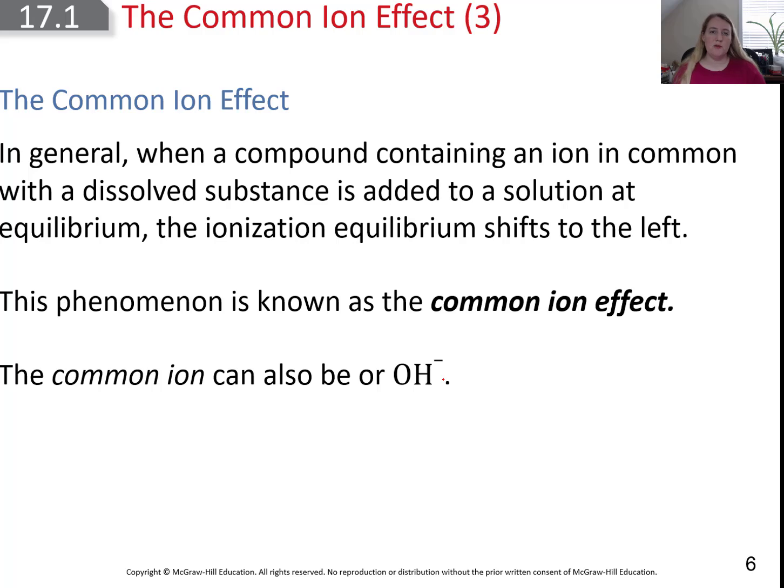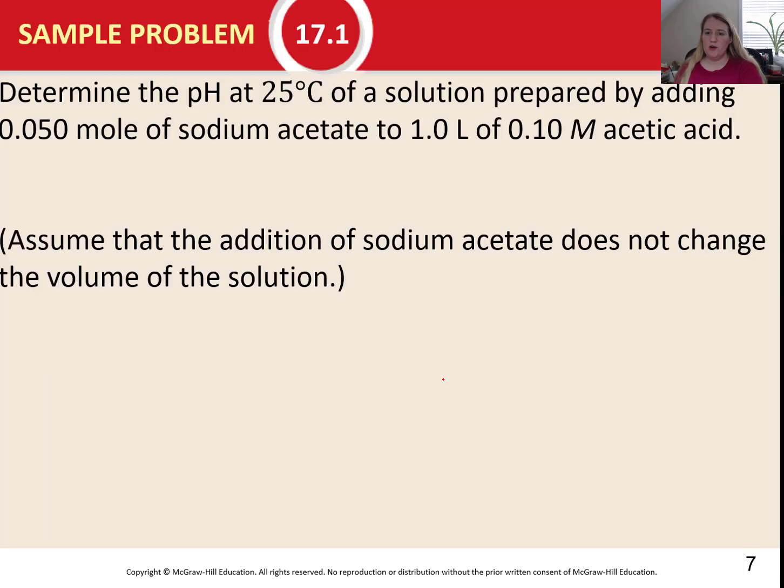You can also do this with bases. So let's look at an example of this. Determine the pH of a solution prepared by adding 0.050 moles of sodium acetate to 1 liter of 0.1 molar acetic acid, assuming that the addition of sodium acetate does not change the volume of solution.